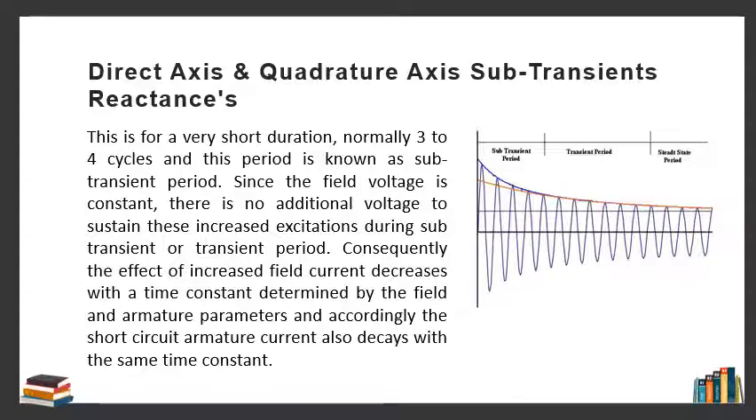Consequently, the effect of increased field current decreases with the time constant determined by the field and armature parameters, and accordingly the short circuit armature current also decays with the same time constant. So this is the symmetrical short circuit of an alternator.